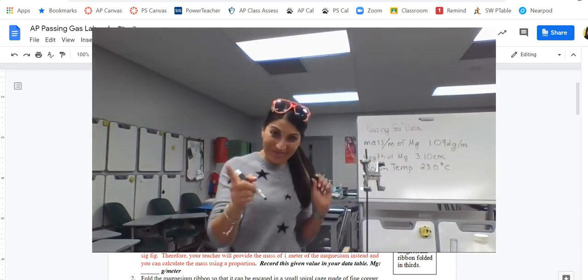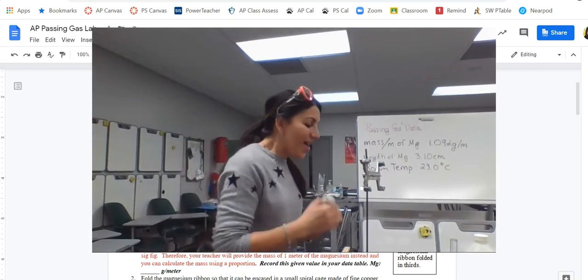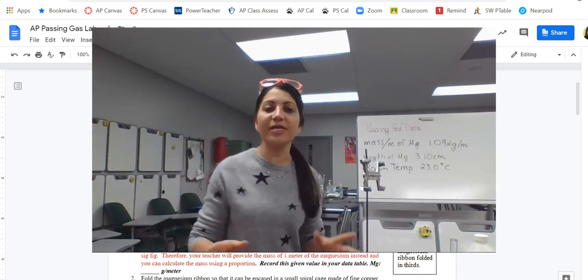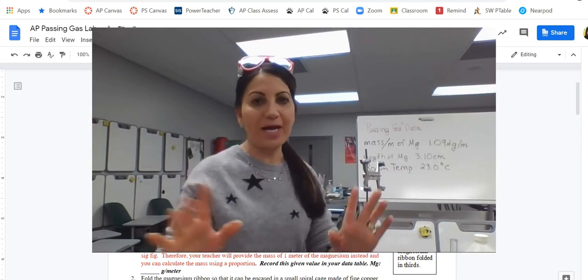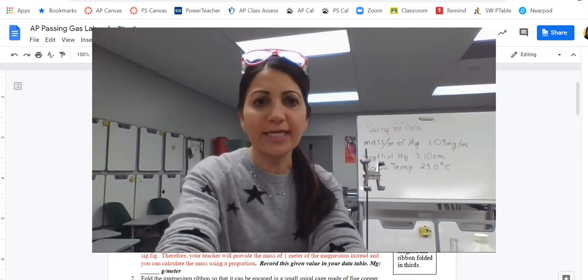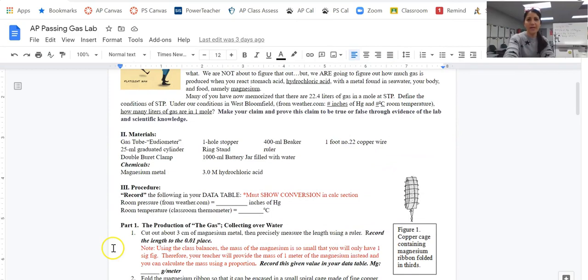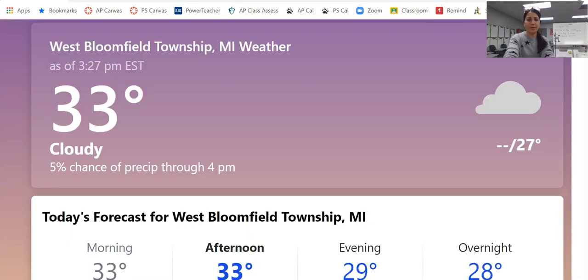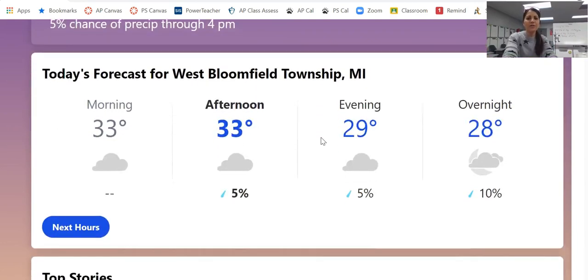Don't forget, you're going to need to be in Kelvin. Do not forget that. The other thing that we also need is the room pressure. Let's do this real quick. If we click weather.com, we go to the weather channel, then we don't have a barometer here. You would need mercury open to the environment, and we're not allowed to have mercury here.